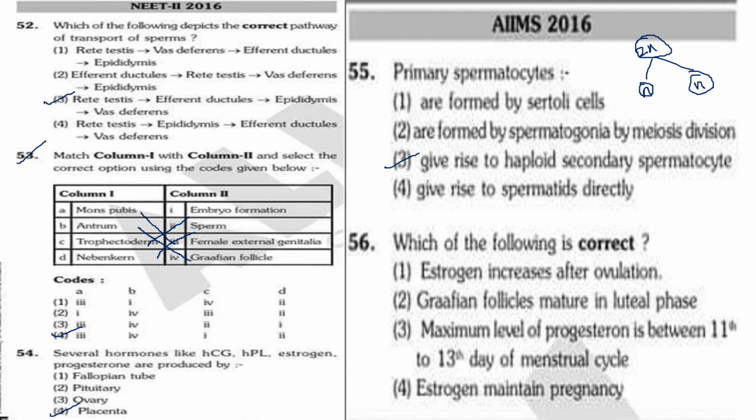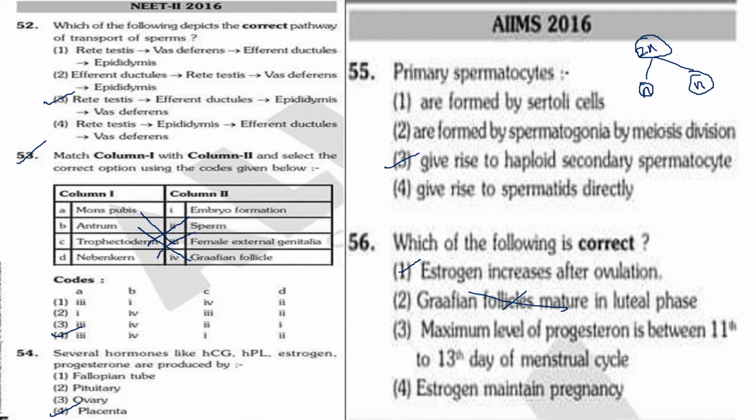Which of the following is correct in the above statements? Okay, estrogen increases ovulation. Yes, this is true. Graafian follicles mature in luteal phase. No, this maturation occurs even in the follicular stage, that is before ovulation itself.